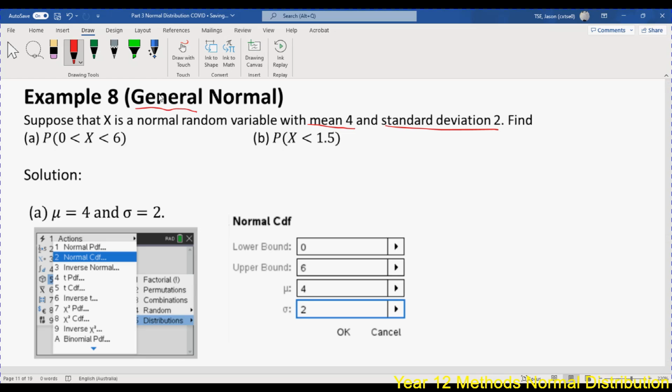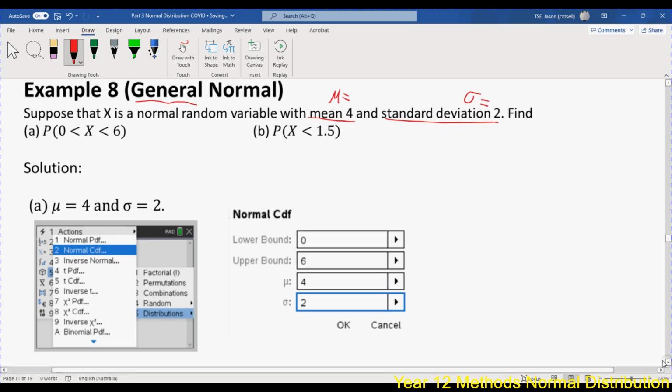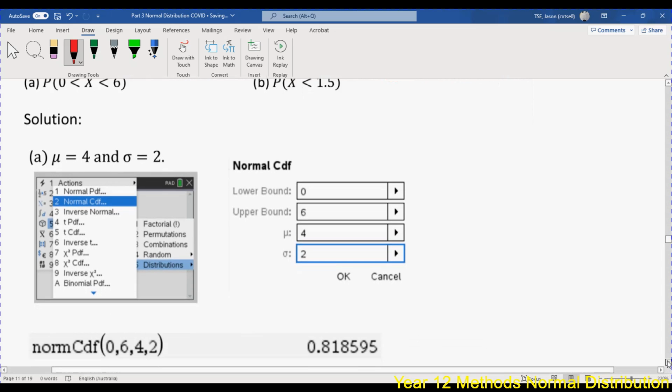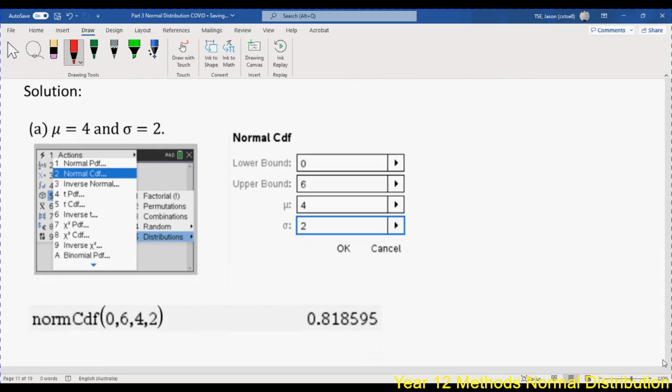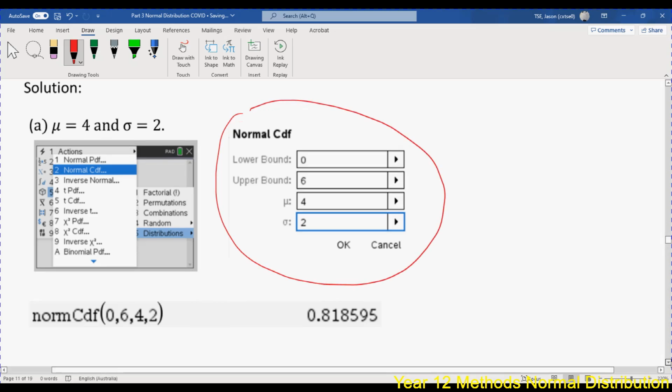Mean is 4, standard deviation is 2. So for the mean, I use the symbol mu to represent it. All right. And you can see I show you how we can do it over here. If you use mean equal 4 and standard deviation 2, you just do the same thing. You can try now to use your calculator to see if you can get the same thing.